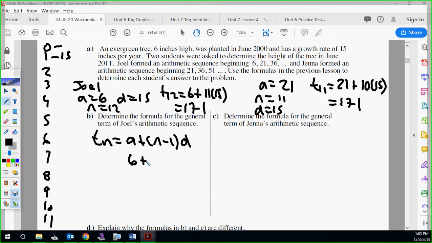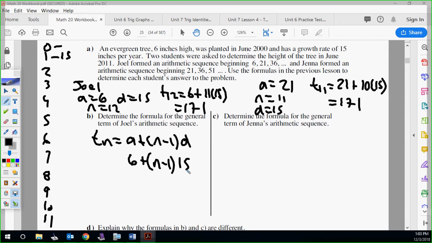Okay, but they're going to leave the n here because they want general. If they say general, that means you leave the n. That's your growth number, and it grew by 15 every time. So what you're doing, essentially, is making a linear equation that represents Joel's tree height.